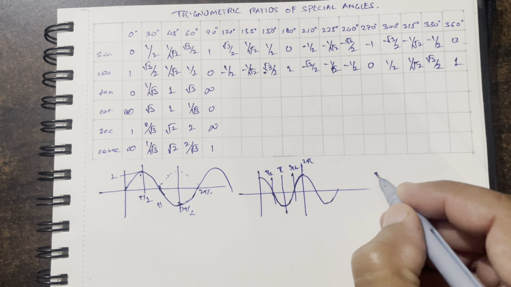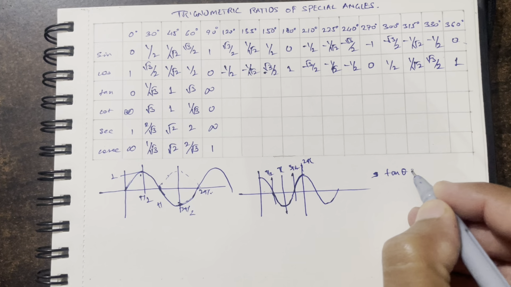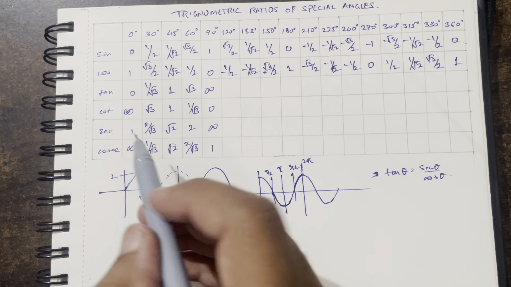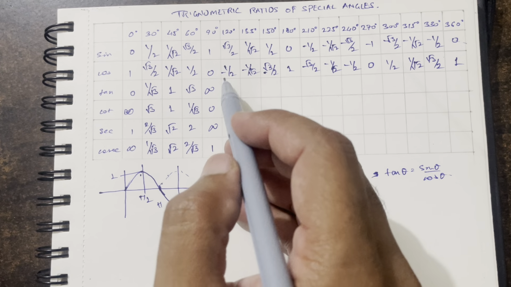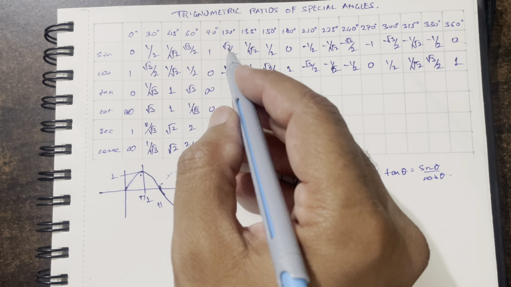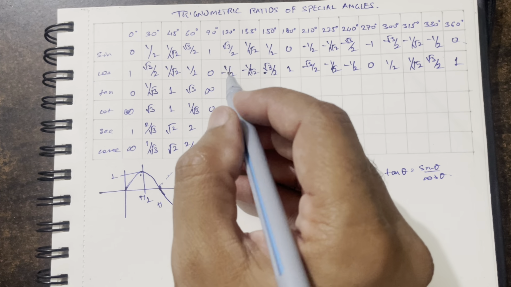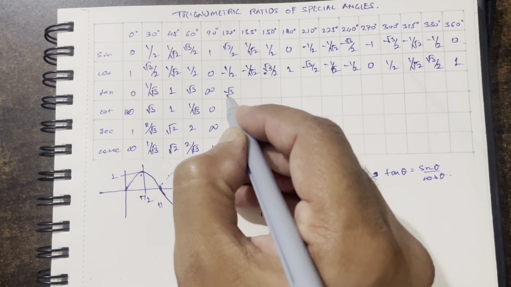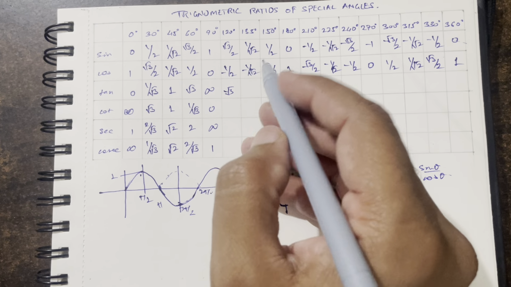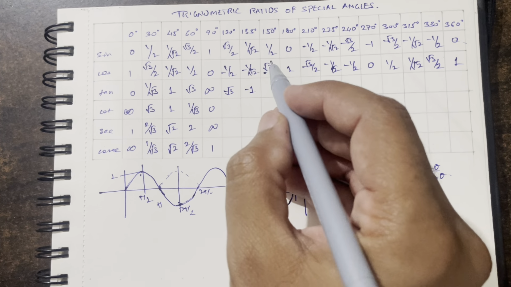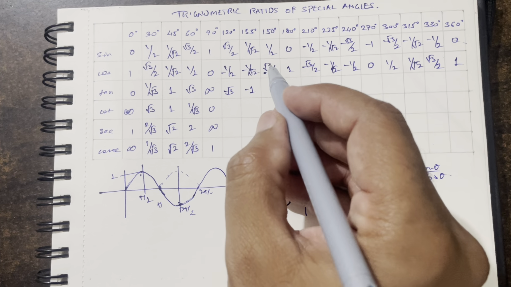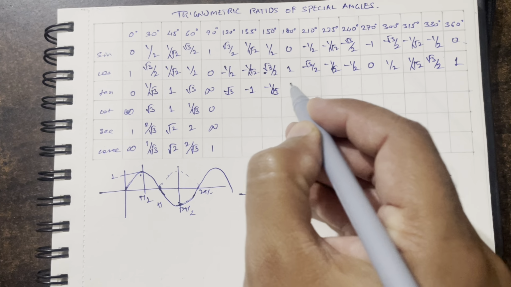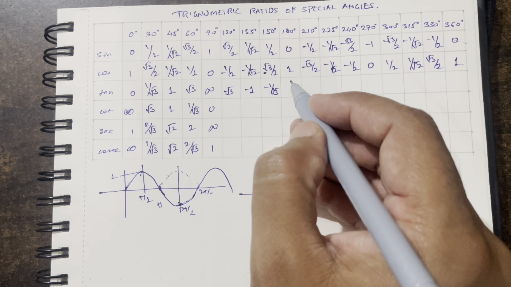Now we know that tan theta equals sine theta upon cos theta, right? So to get the tan values, we'll simply divide these two. Root 3 upon 2 divided by 1 upon 2 will be root 3, and because of this minus it will be minus root 3. This will be minus 1, this will be minus 1 upon root 3, and this will be 0 upon 1, which is 0.